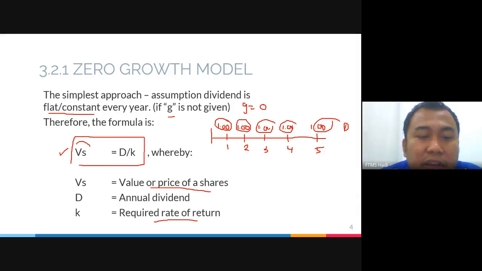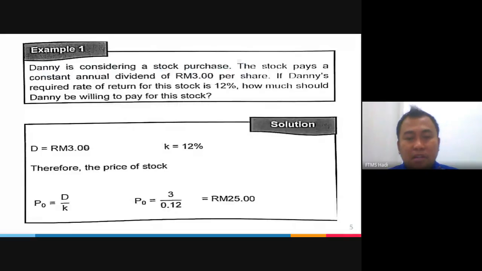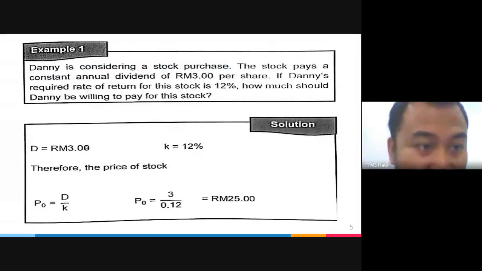At the end of the day, if you calculate this VS, the answer will be in currency. RM, US dollar, GBP, whatsoever. But since we are here in Malaysia, it is usually in RM. Okay, so let's have a look at example one on how to calculate the price of the share.